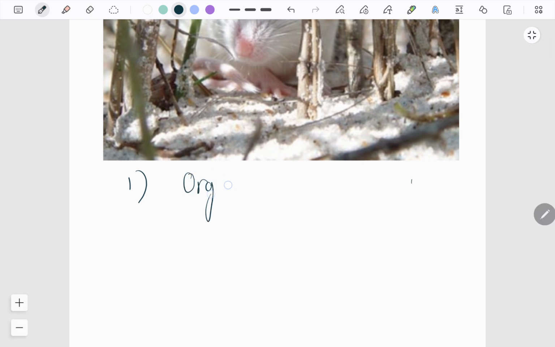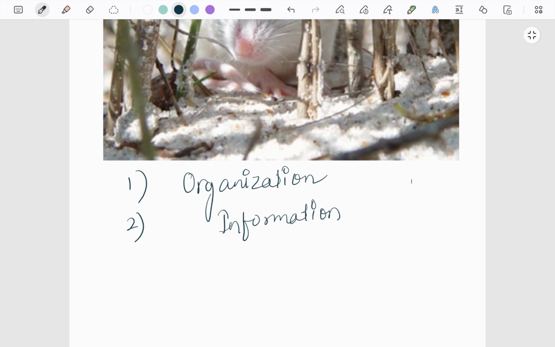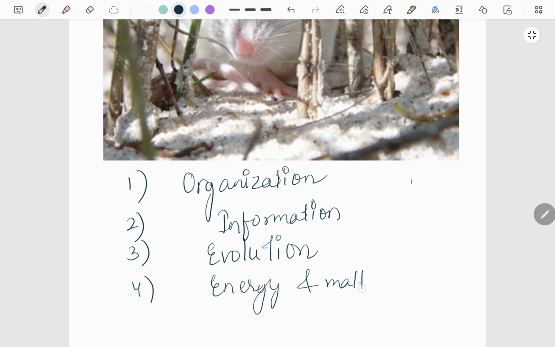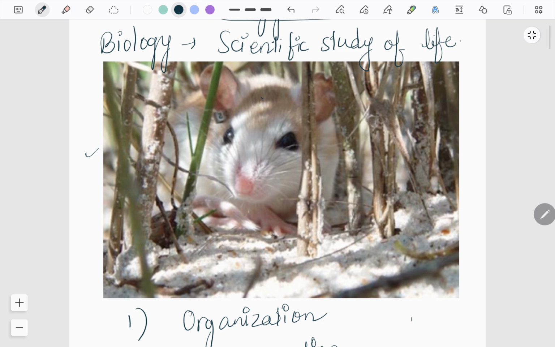One is organization, another is information. Third one you can say is evolution, then energy and matter, and then interactions. I will explain all these by the example of this beautiful mouse and its friend.